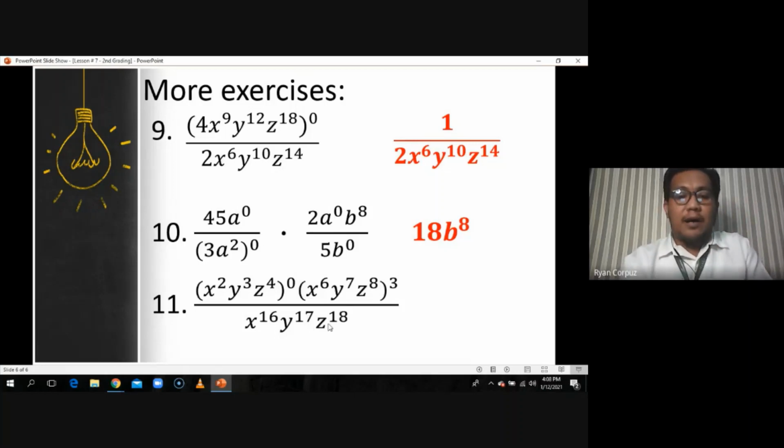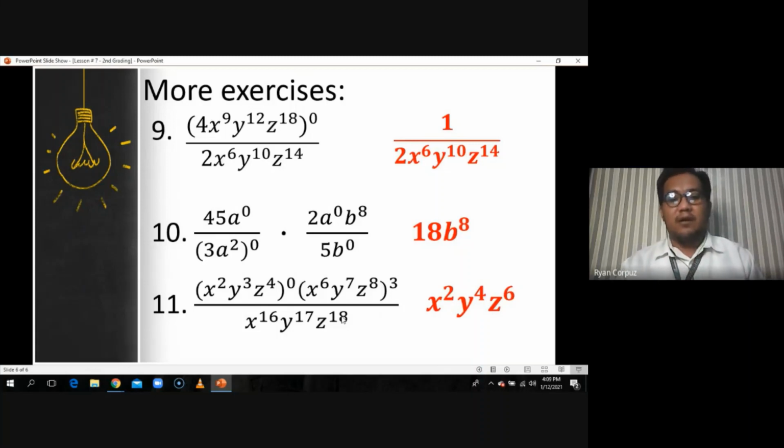Then for the third variable z, we do have here 8 times 3, which is 24, and 24 minus 18 will come up with 6. So when we simplify the expression in number 11, that would be equal to x squared y raised to 4 z raised to 6. So that's how we answer example number 11. I hope that you understand clearly how we simplify expressions involving zero exponents, and also how we apply the different laws of exponent that we have already discussed.